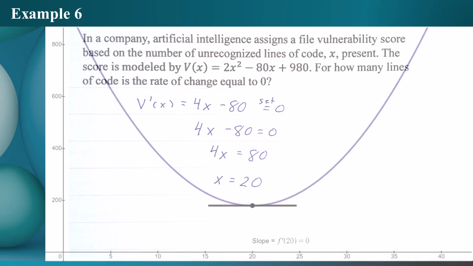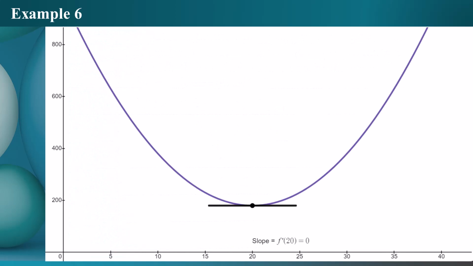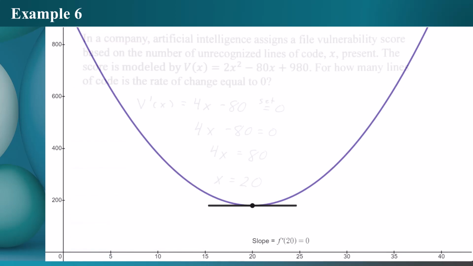We can verify this by looking at the graph. We see that when x equals 20, the tangent line is horizontal, which has a slope of 0.